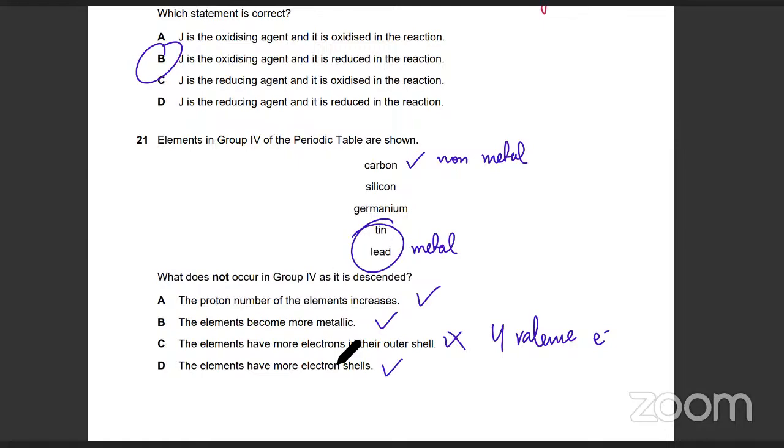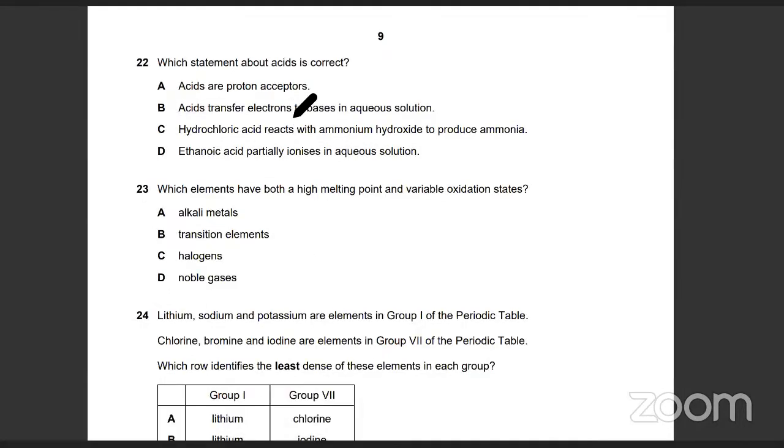अगला question. Which statement about acids is correct? What are acids by definition? Are they proton acceptors? No, they're proton donors. They give off or release H plus ions. Acids transfer electrons. They don't do any transfer of electrons.